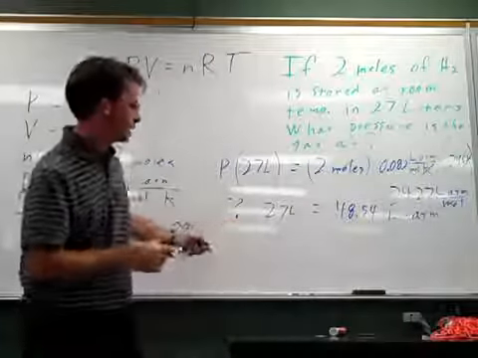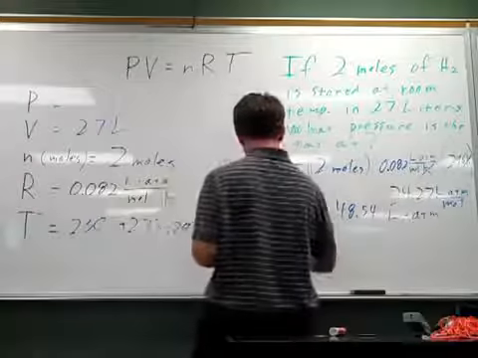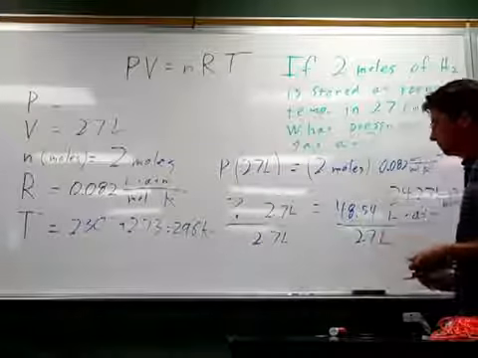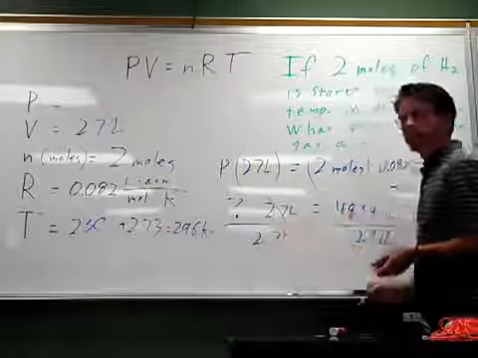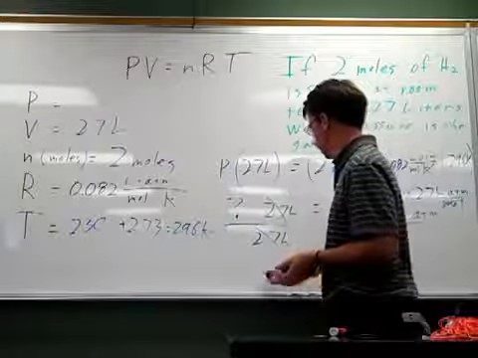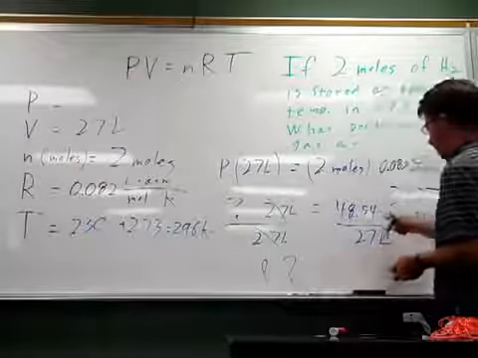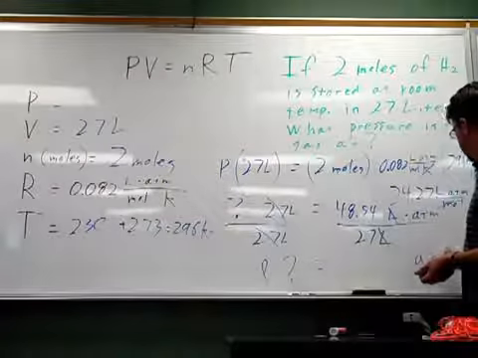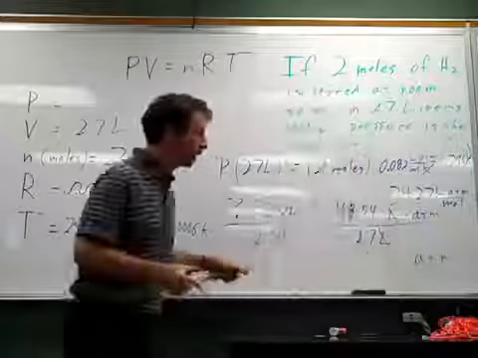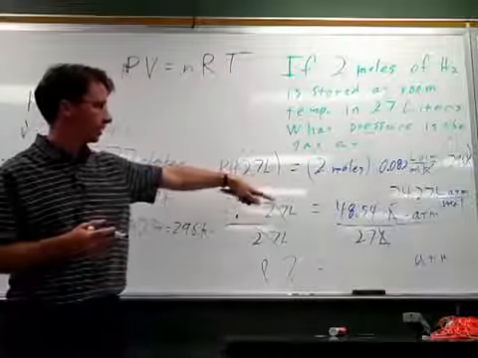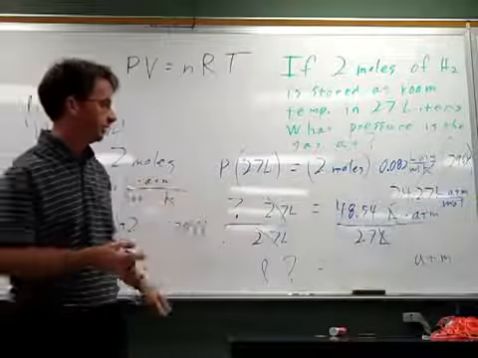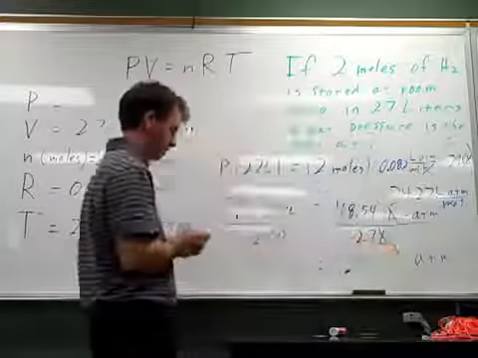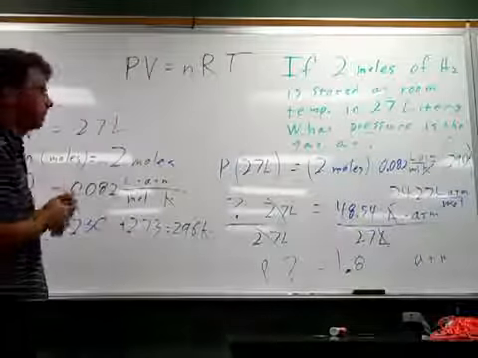So to get the question mark by itself, I'm going to divide both sides by my 27 liters. I do that to one side, I have to do that to the other side. 27 liters cancels out to 27 liters. I'm left with just my question mark, which is my pressure. On this side, the liters on top and the liters on the bottom will cancel out, so I'll be left with just my atmospheres. And once you take the 48.54 and you divide by the 27, you'll get your final pressure as 1.8 atmospheres. And that's the ideal gas law.